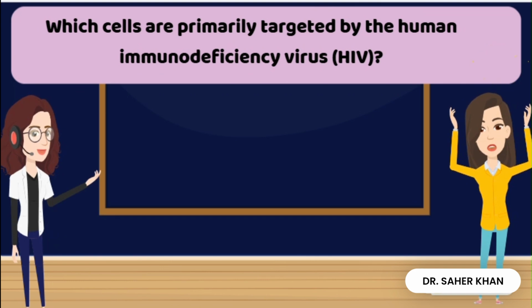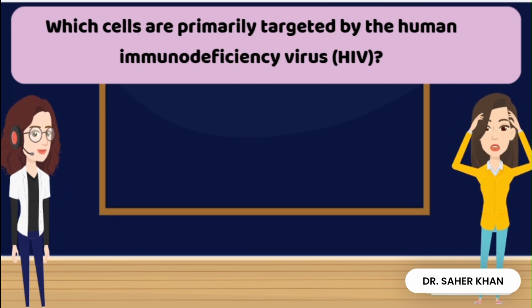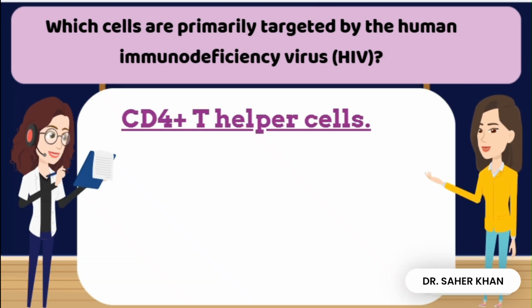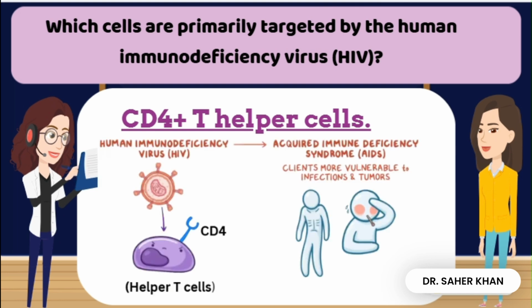Next question. Which cells are primarily targeted by the human immunodeficiency virus, HIV? The answer is CD4 T helper cells. HIV binds to the CD4 receptors present on CD4 helper T cells, and these T cells are very important for coordinating immune responses. And when HIV destroys these T cells, the immune system becomes severely weakened, leading to AIDS.